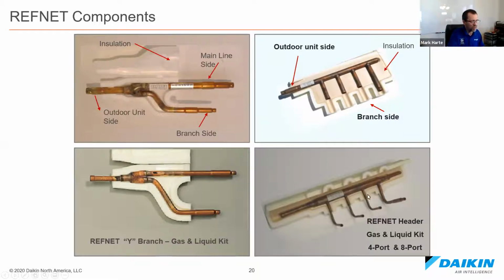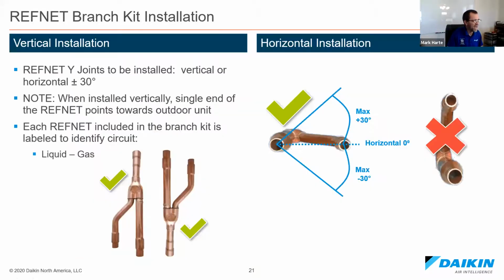The liquid line will come with 90s already on it, and there are certain ways to install them. The headers have to be flat and horizontal. You cannot stand them up. We're going to talk about the Ys next.